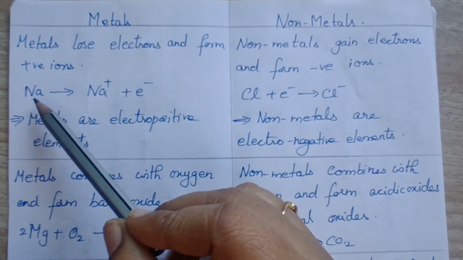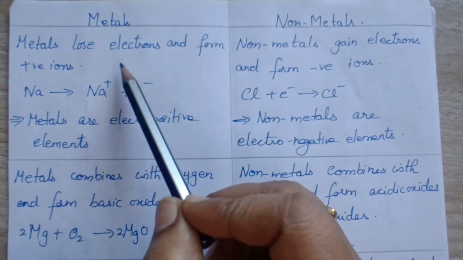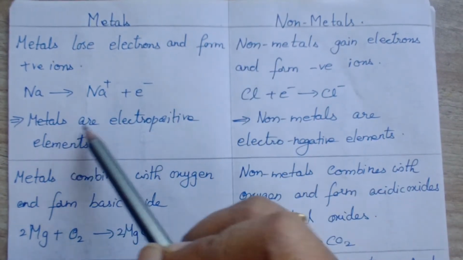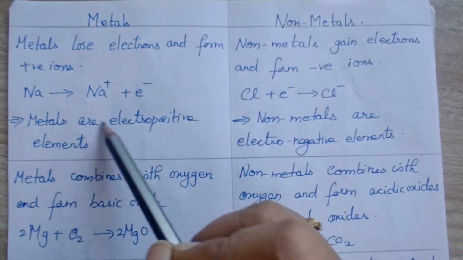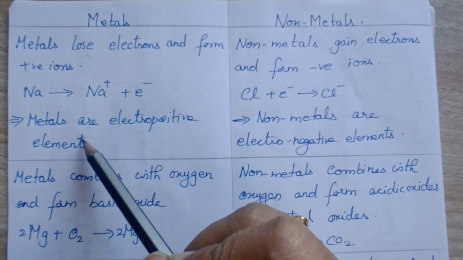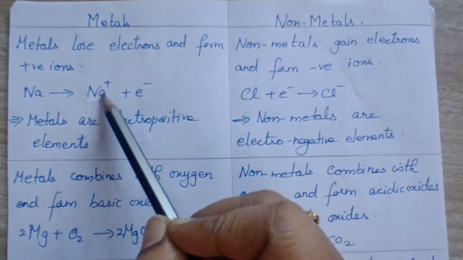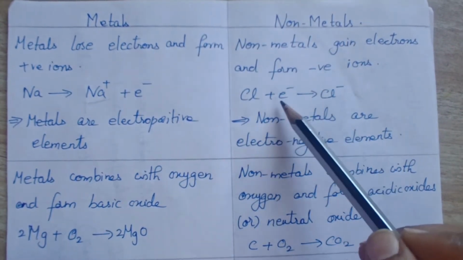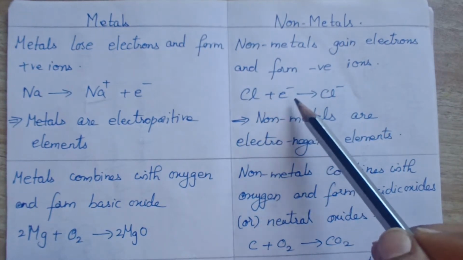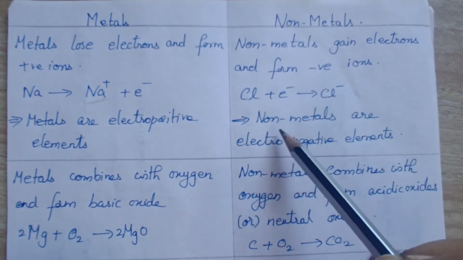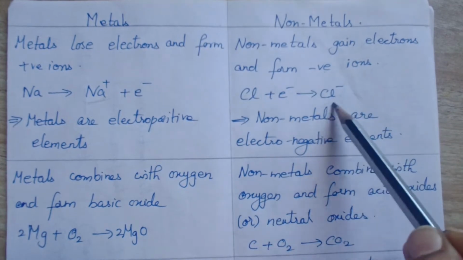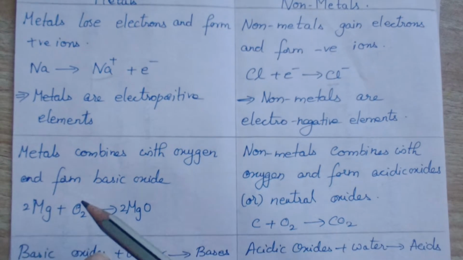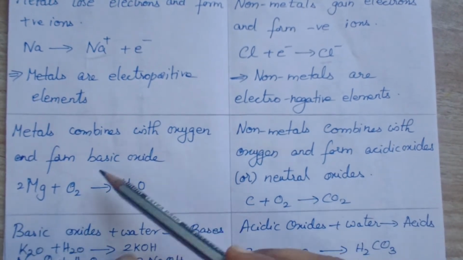For example, Na gives Na plus, losing 1 electron. So metals are called electropositive elements. And Cl plus 1 electron will give Cl minus, it gains an electron. So non-metals are electronegative elements.